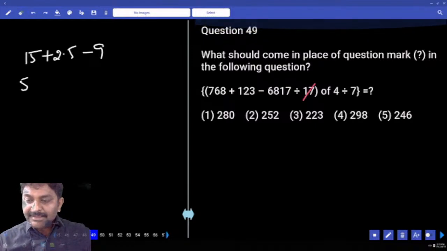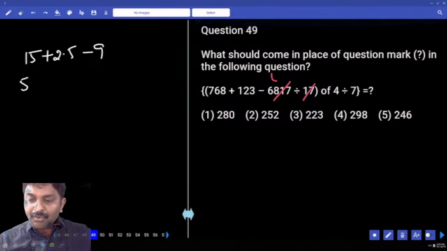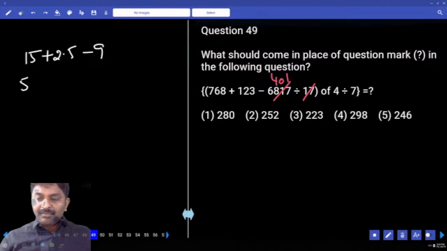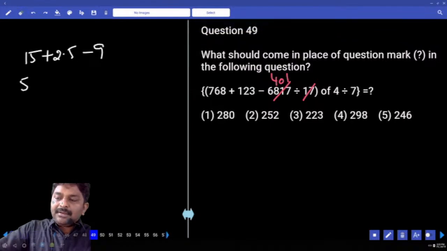Right. 17 4 0 4 0 1. అంతేనా? అయిపోయింది ఆన్సర్.